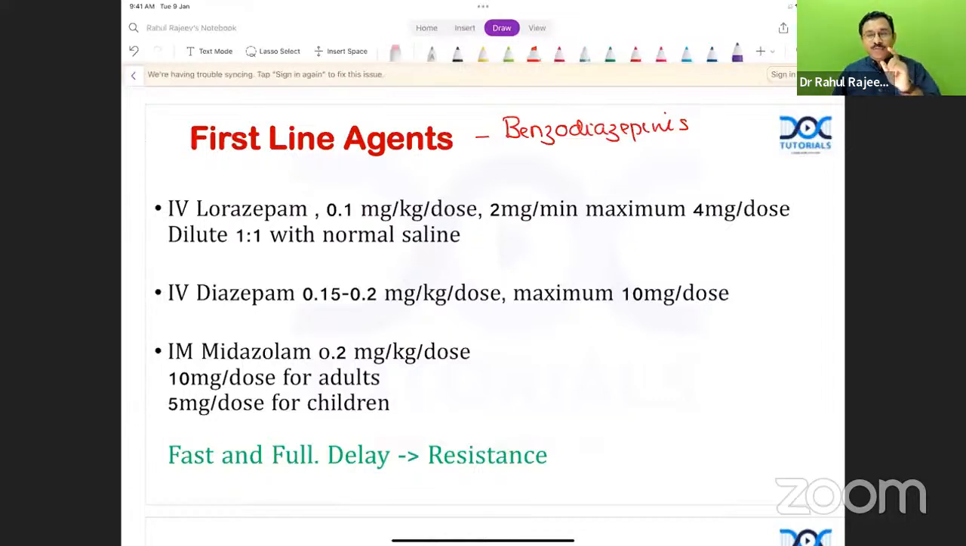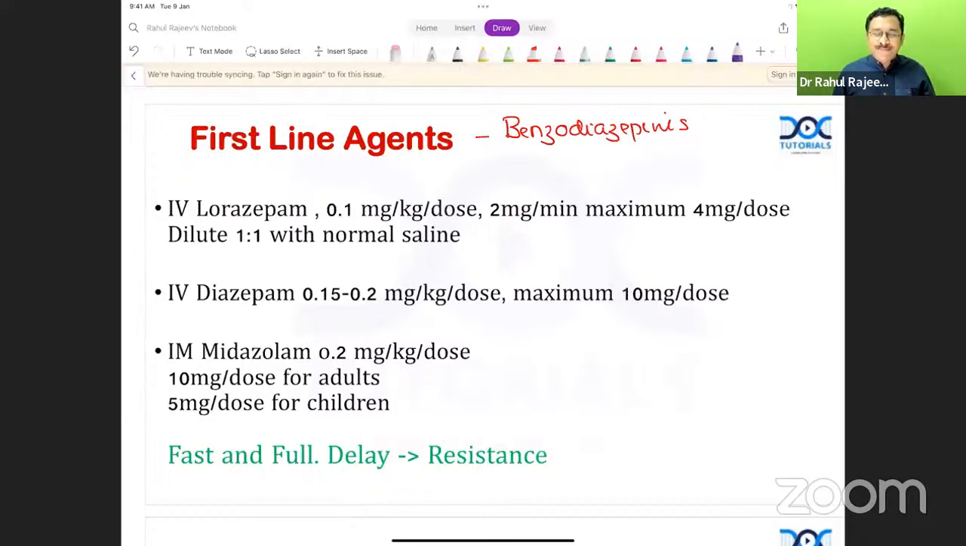Now, this is where you should be cautious. What I am telling you is the doses of the drugs as well. You've got to be very familiar with this. And as a medicine resident, this has to be on your fingertips because you will need this anytime you take a duty in the emergency department.